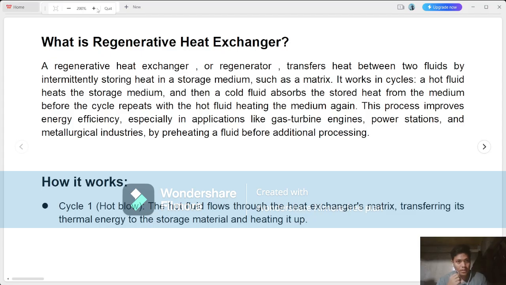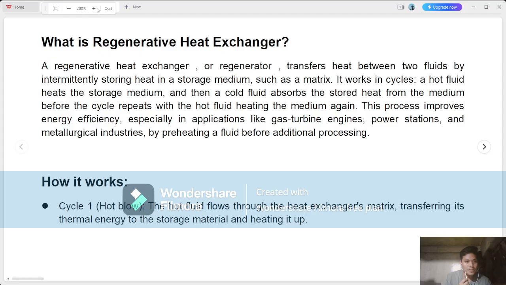So what is a regenerative heat exchanger? A regenerative heat exchanger, or regenerator, transfers heat between two fluids by intermittently storing heat in a storage medium, such as a matrix. It works in cycles. A hot fluid heats the storage medium and then a cold fluid absorbs the stored heat from the medium, before the cycle repeats with the hot fluid reheating the medium again.